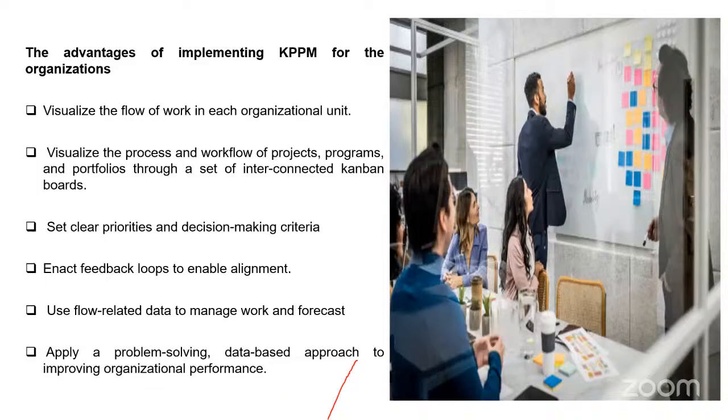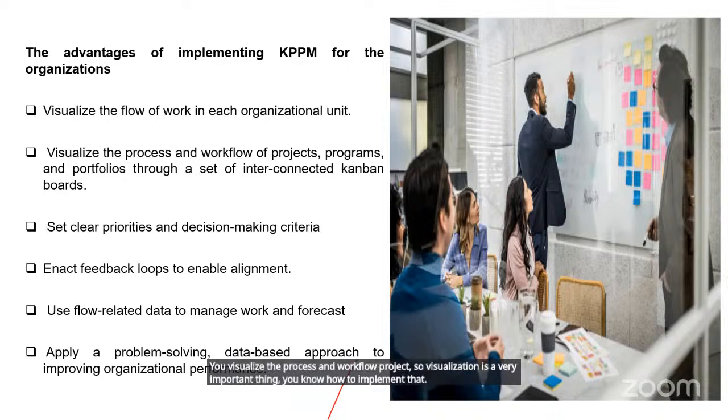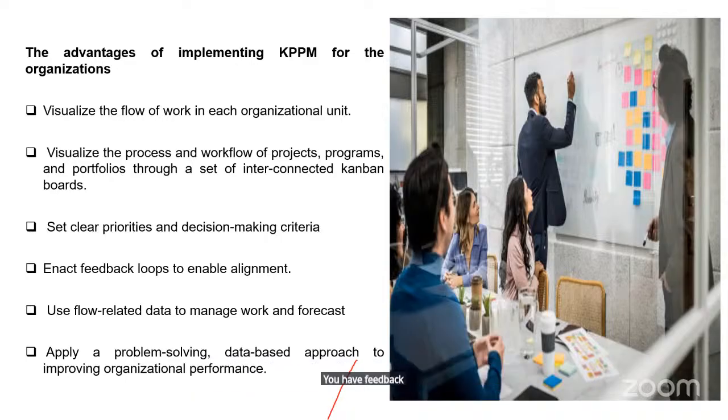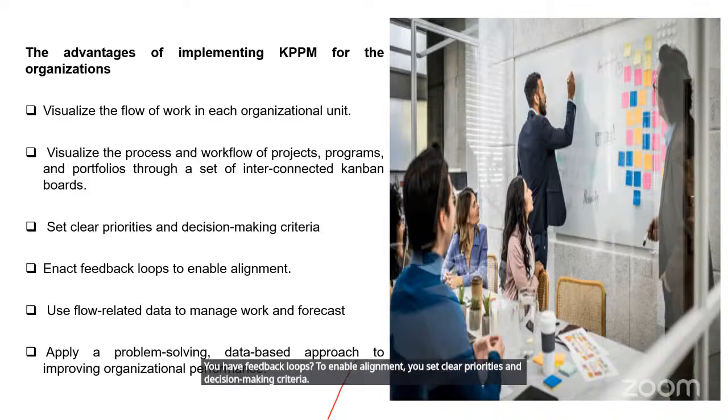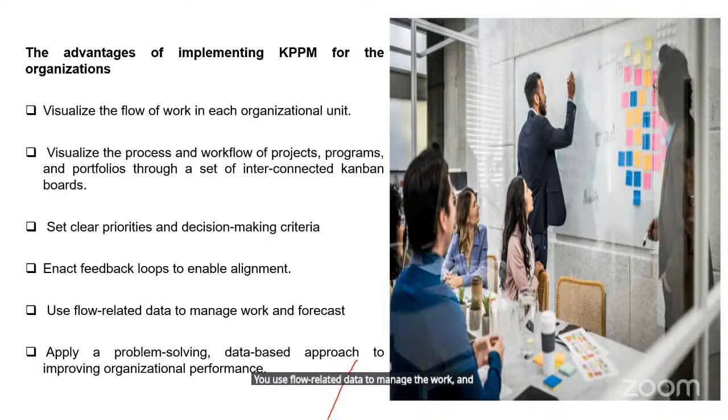So now, what are the advantages of implementing KPPM for the organization? So if you see this, you visualize the flow of work in your organization. You visualize the process and workflow of projects. So visualization is a very important thing. You know how to implement that. You set clear priorities and decision-making criteria. You have feedback loops to enable alignment. You use flow-related data to manage the work, and you apply a problem-solving data-based approach to improve organizational performance.